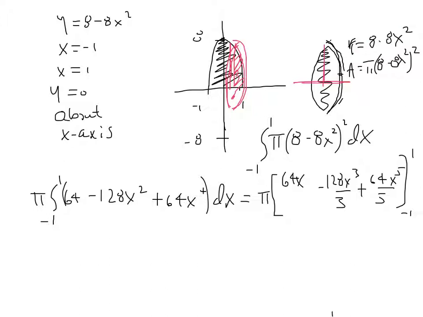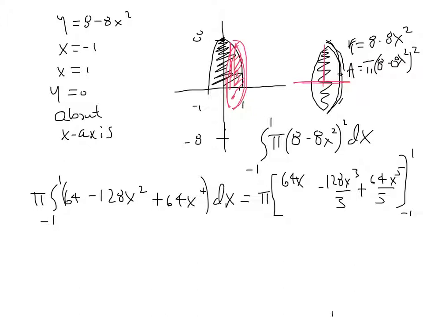And then, all we're going to do to find the volume of a disk like this is take the area of the face, which is going to be pi r squared, or pi times (8 minus 8x squared) squared, and then multiply that by the thickness, which is our dx. Then if we were to chop that up into infinitely many pieces, we could find the volume of the entire object by integrating from minus 1 to 1 that area times that thickness.